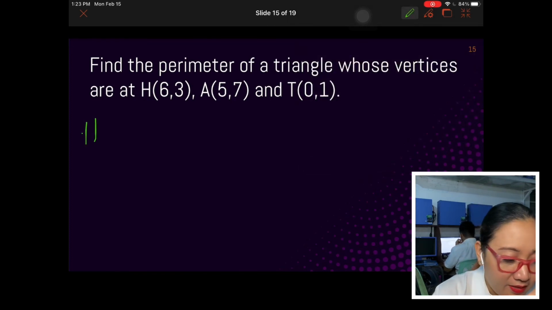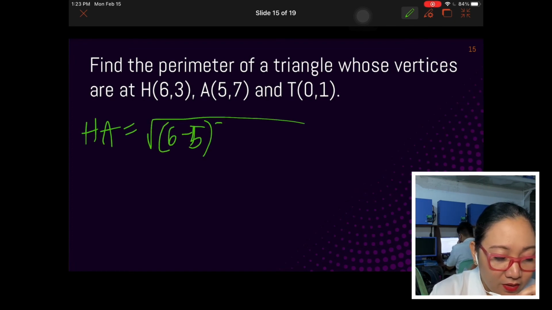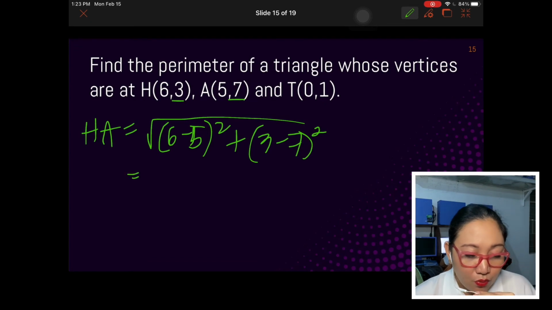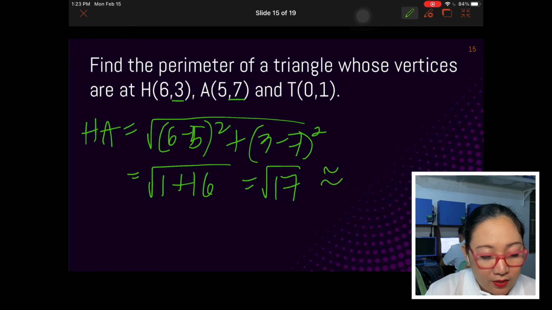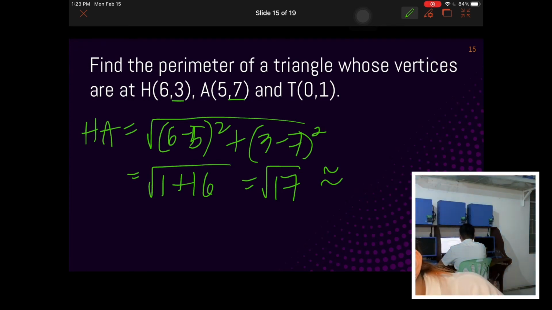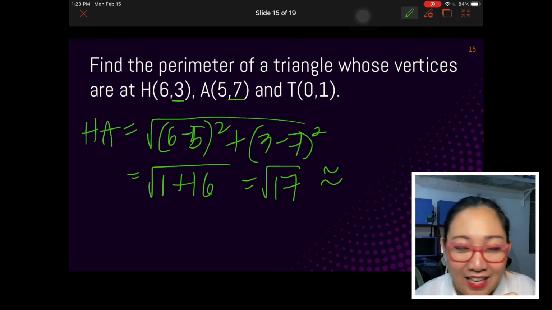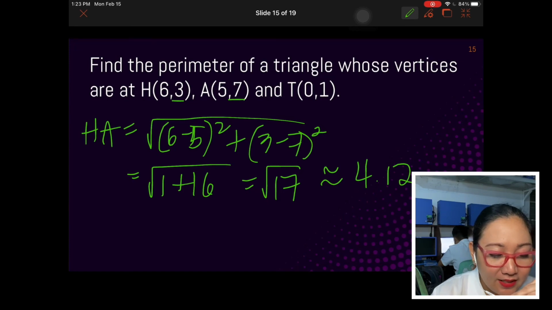Let's start with HA. Kuhanin natin yung distance. That's 6 minus 5, and then 3 minus 7. That will give you square root of 1 plus 16, so square root of 17. Ang approximate value ng square root of 17 ay 4.12. 2 decimal places po, mga anak. Okay? Next, let's go 80.